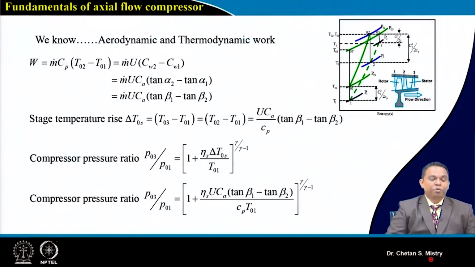Now let's move on with what we know of our fundamentals. We have our compression work, which can be represented in thermodynamic terms as m Cp delta T0, and we can equate that to the aerodynamic work, because we have realized that thermodynamic work and aerodynamic work need to be the same. If we put both of these to be the same, we get the stage temperature rise, which can be given as U Ca by Cp into (tan beta 1 minus tan beta 2).